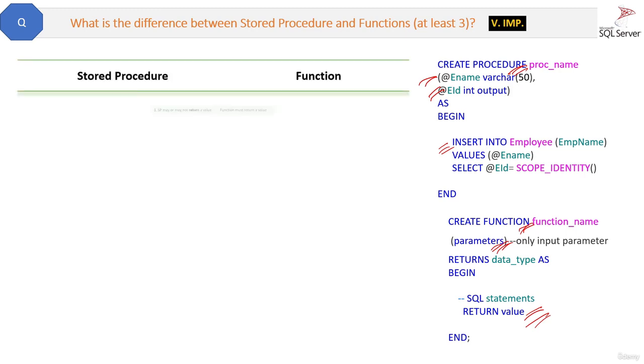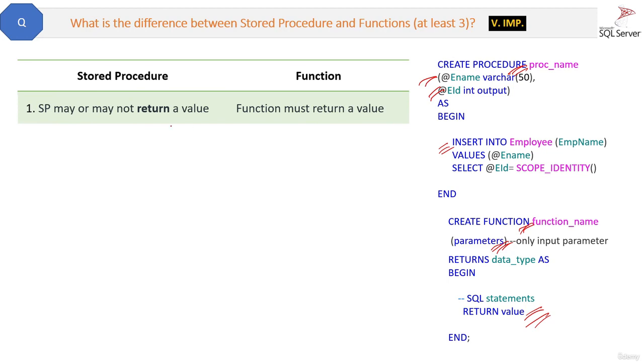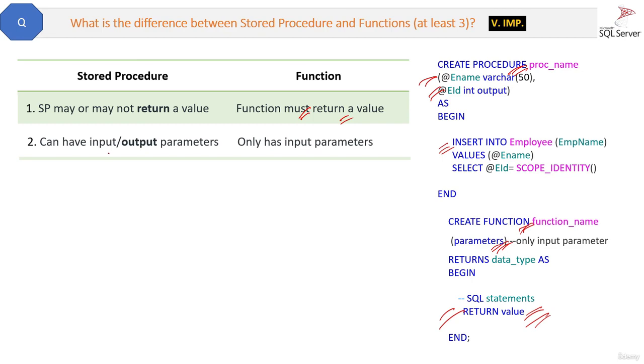First difference is SP may or may not return a value, but functions must return a value. A function always returns a value, but an SP can be used to insert, update or delete data also. It may or may not return. Second difference is SP can have input and output parameters both, but a function only has input parameters. See, there is an output parameter in the stored procedure, but no output parameter in the function.